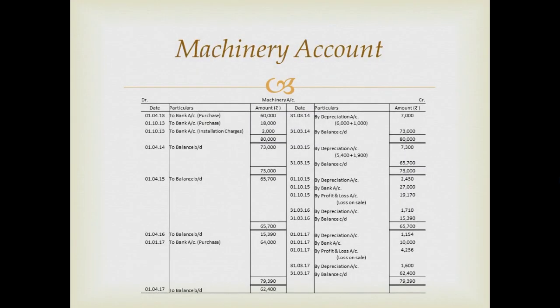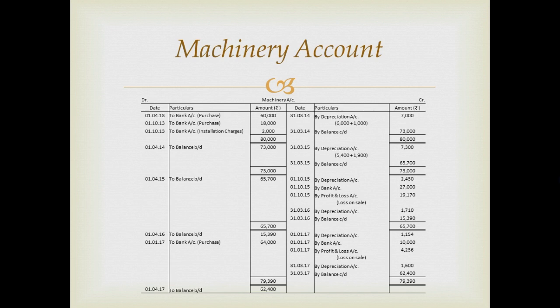Now the machinery account ledger. On the debit side, 1st of April 2013 to bank account purchase 60,000 for the purchase of the machine M1. On 1st of October to bank account purchase rupees 80,000, which is purchase of machine M2, and along with that the erection charges to bank account rupees 2,000.